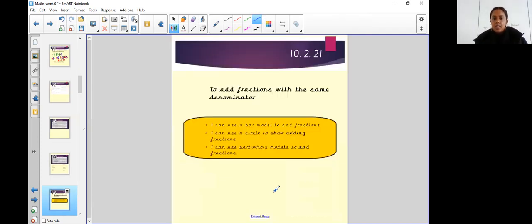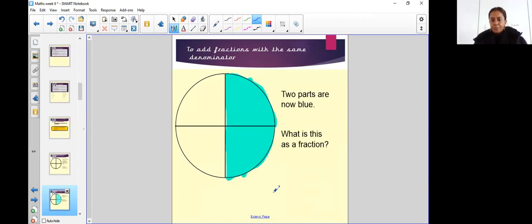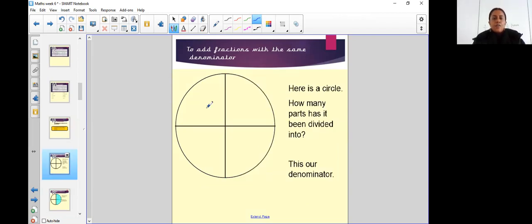Let's see what we're learning about today. It says to add fractions with the same denominator. So here is a circle. How many parts has it been divided into? When you find out how many parts it's been divided into, that's how you know what your denominator is. So there are 4 parts, 1, 2, 3, 4. So our denominator, our bottom number, is going to be everything out of 4, or a quarter.